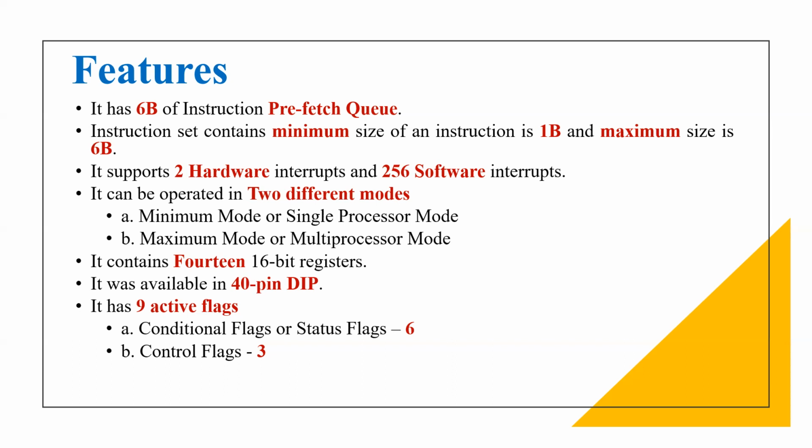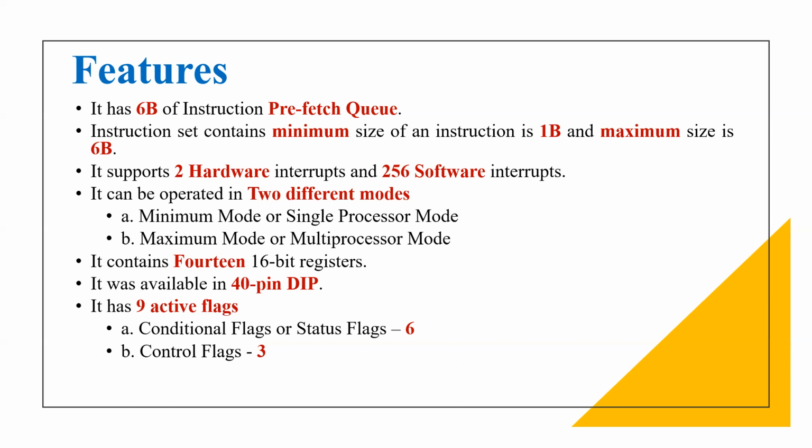And the second category of flags we call control flags. The set and reset conditions of these flags influence the processor operation. In this category, there are 3 flags. One is the direction flag, the second is the trap flag, and the third is the interrupt flag. These flags' set and reset conditions influence the processor operation.